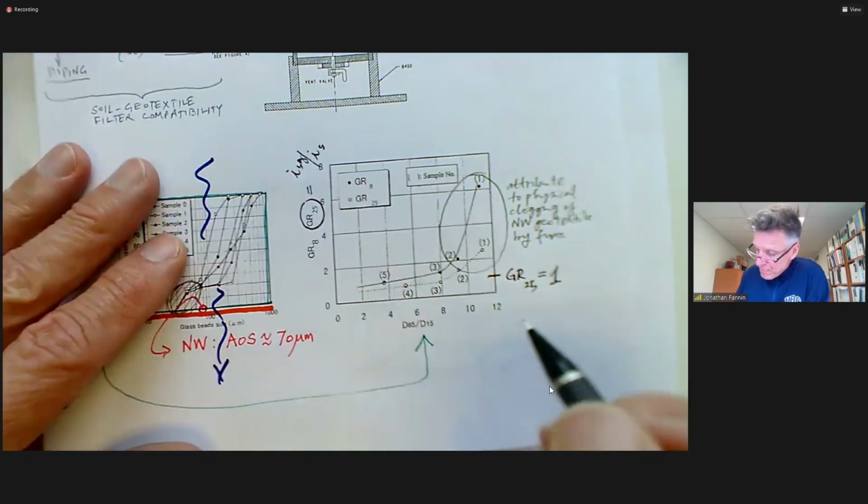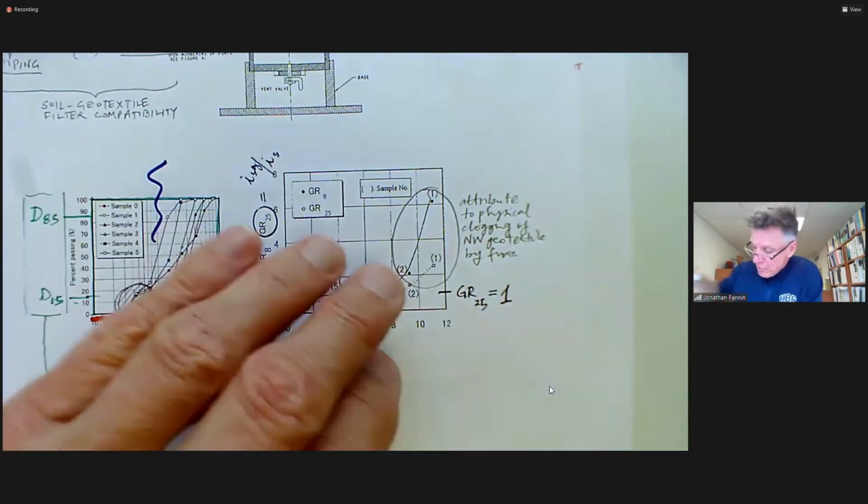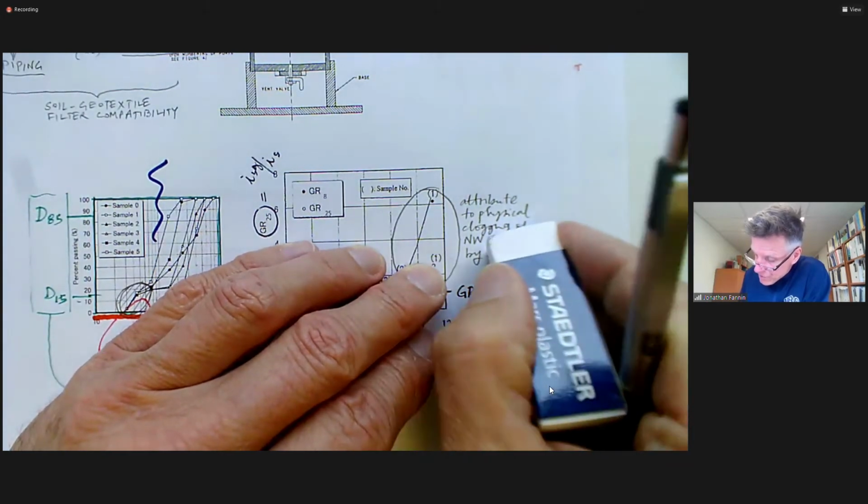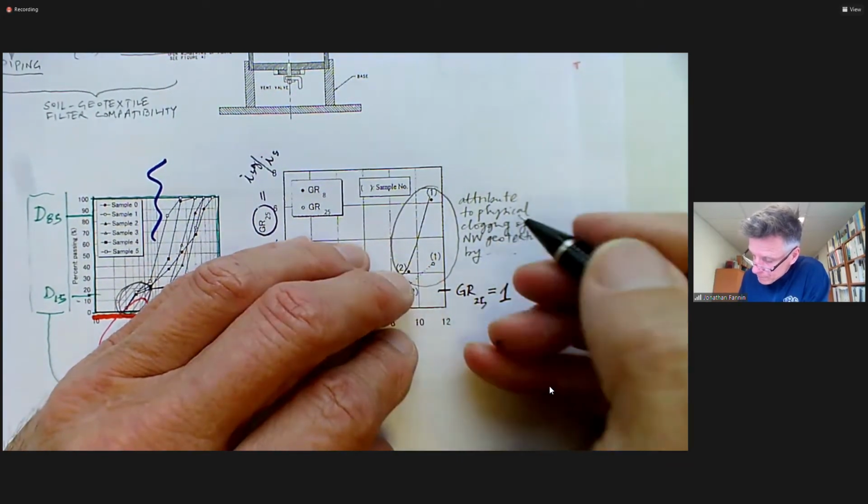Attributed to physical clogging of the non-woven geotextile by finer, and actually because these fines are less than 75 microns, we could even say it's not just the finer fraction, but it's by fines.